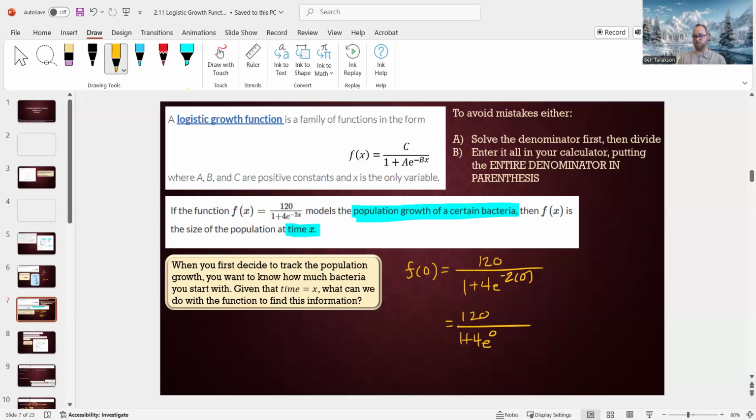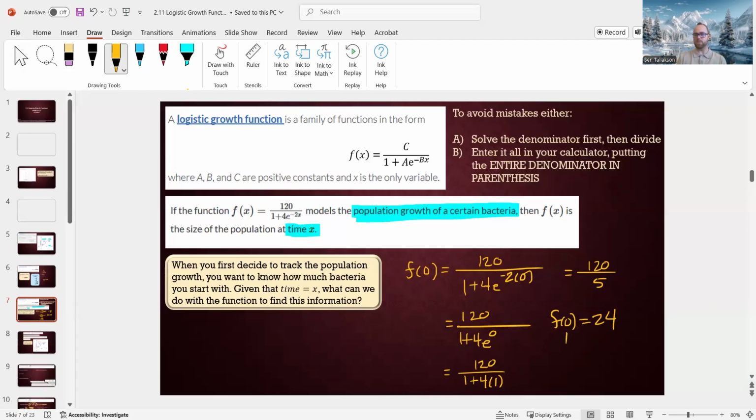This is what I wanted to remind you of in case you forgot. What is e to the power of 0? Hopefully you remember that anything at all to the power of 0 is 1. So we get 120 over 5. So finally, we found out that f of 0 is 24. What does this mean, though? It's important that you understand that.